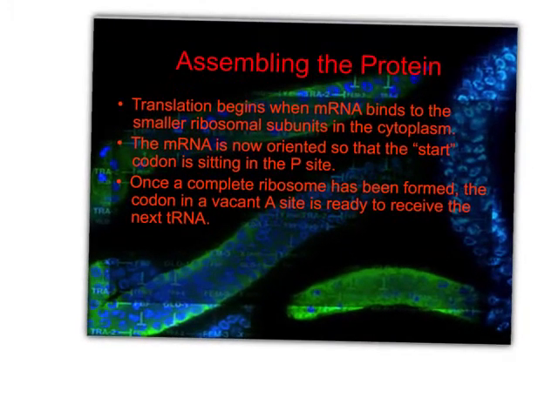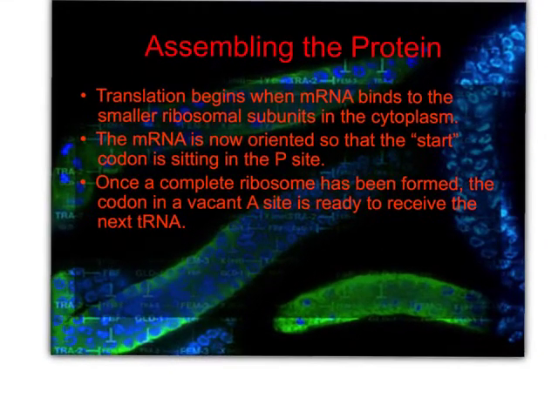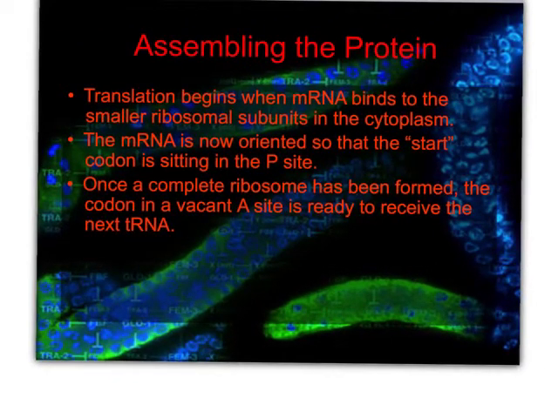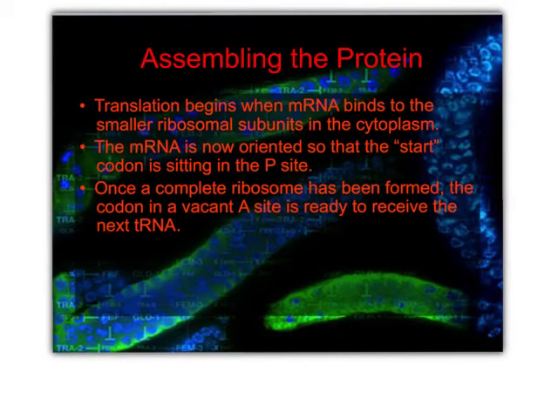Once we get to this point, translation begins when the mRNA molecule binds to the smaller subunit. It's oriented so that the start codon is sitting in the P site. Once the ribosome has been formed, the codon vacates the site. It's ready to receive the next one. So it kind of follows that order that I showed you on the previous slide.